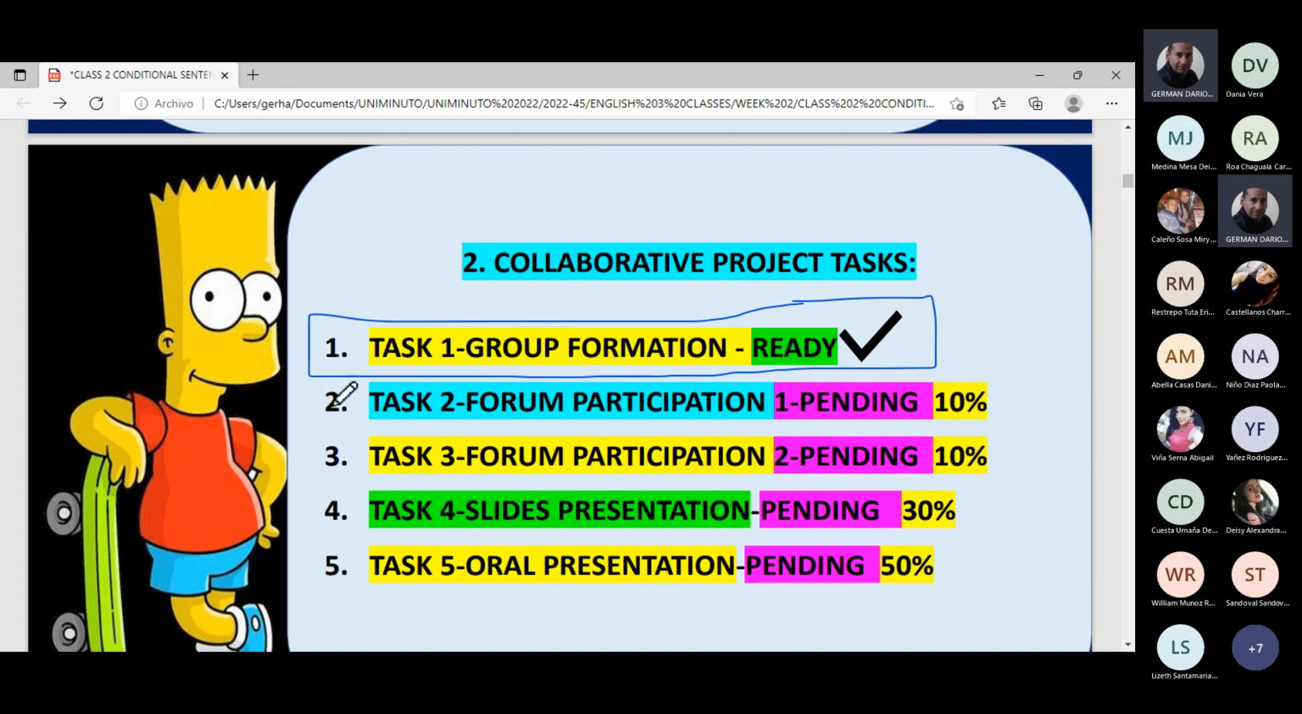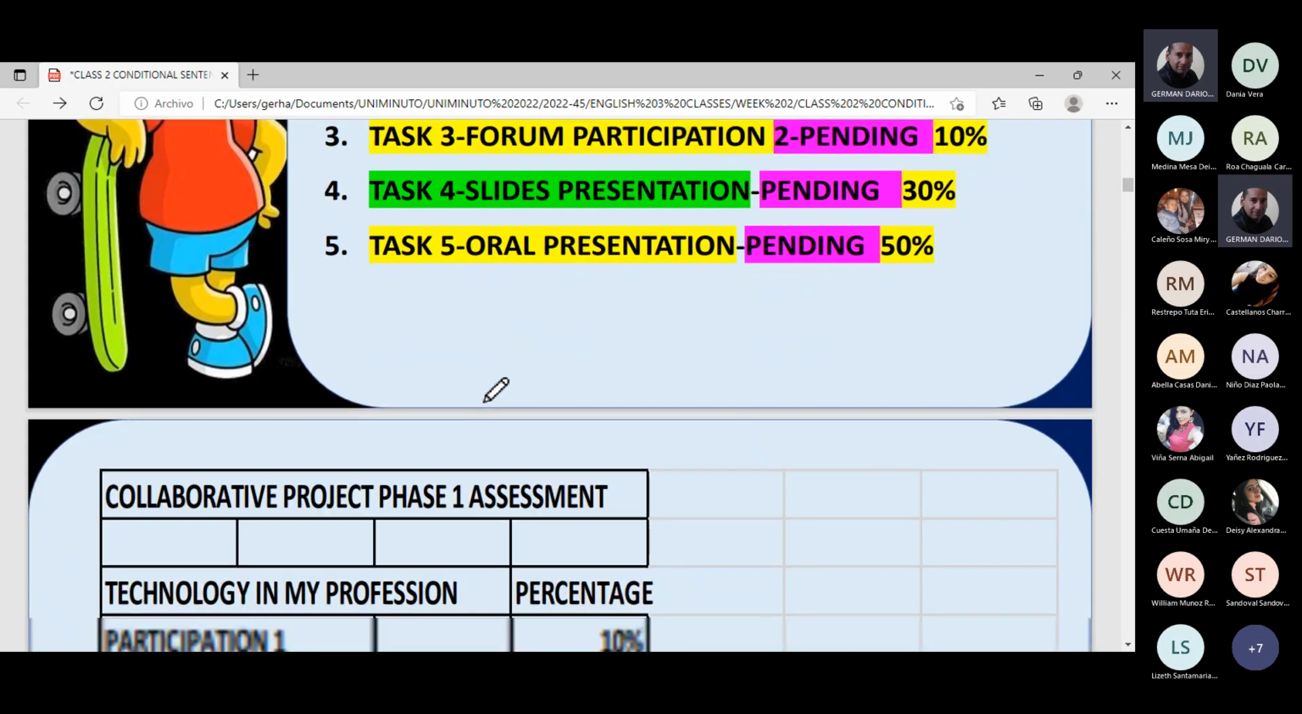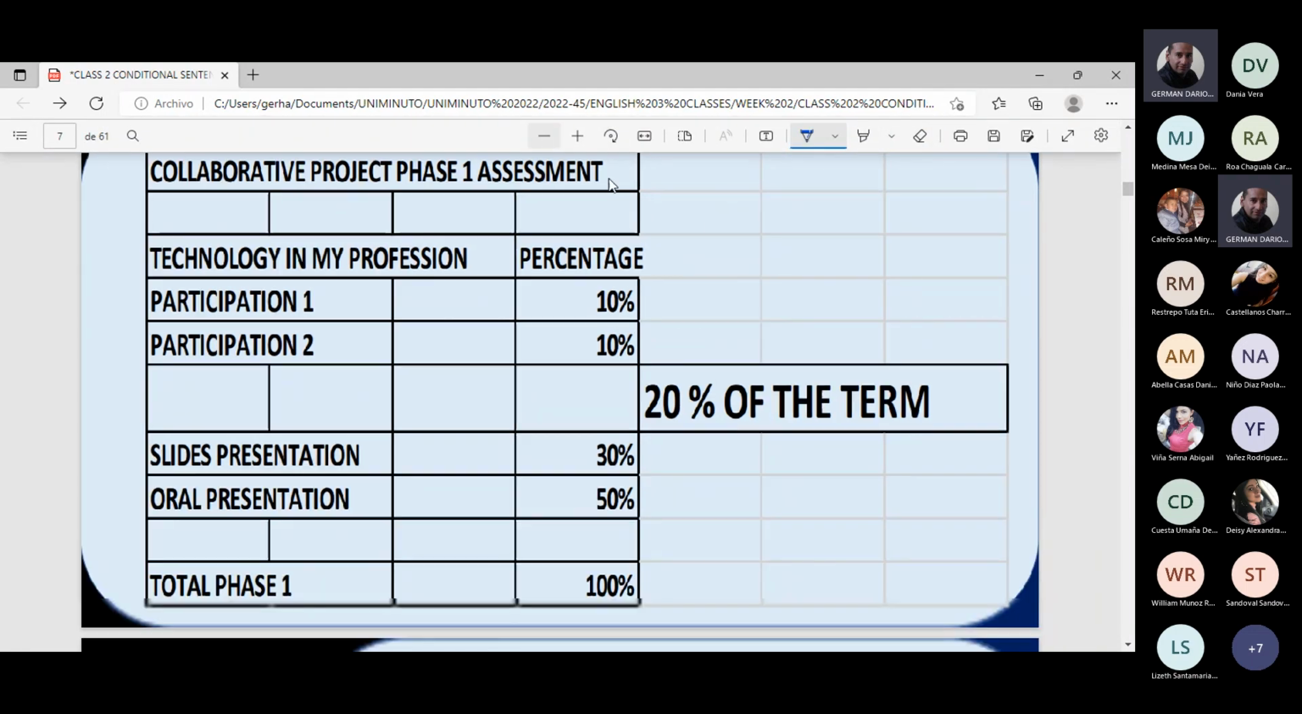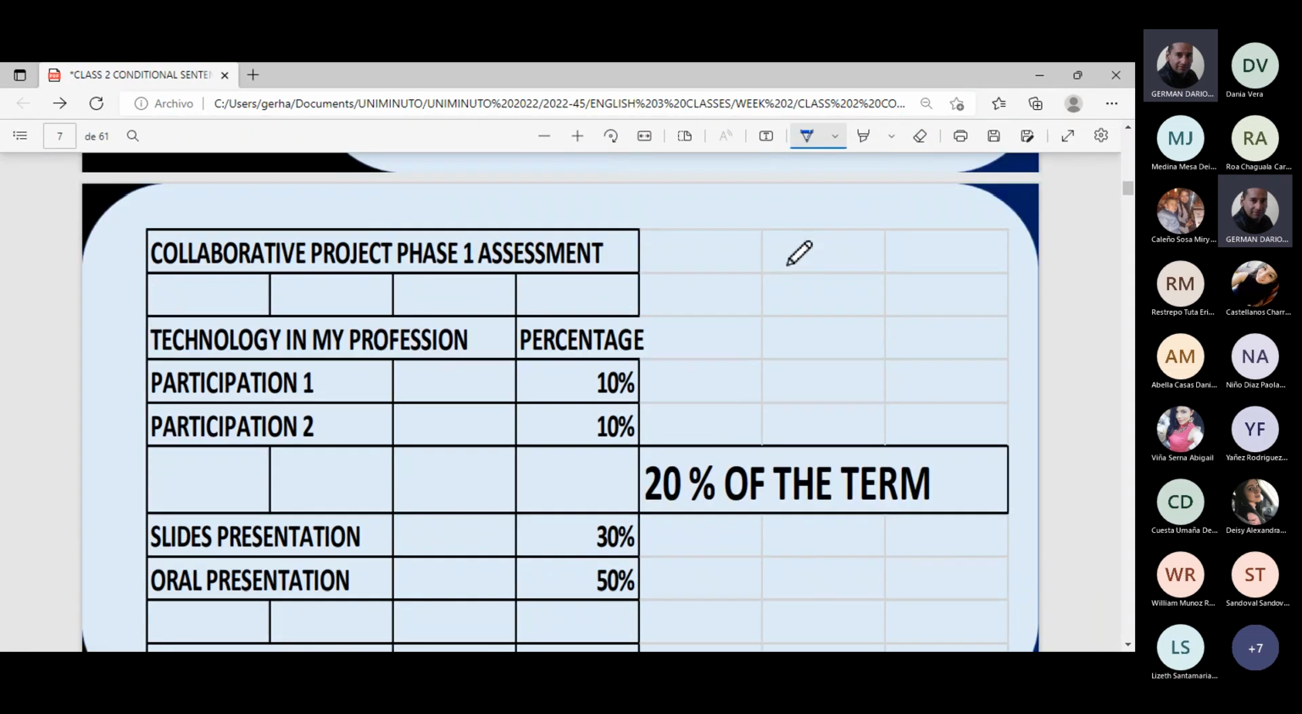So what is the idea? The idea is that I'm going to assign today the task number one, okay? And this task is the forum number one, okay? So I'm going to explain what we are going to do in this forum. However, before explaining that, I want to remind you the grades for the project number one, phase number one, okay?